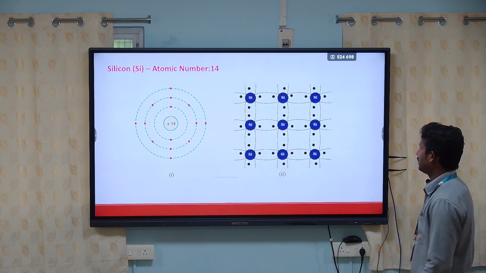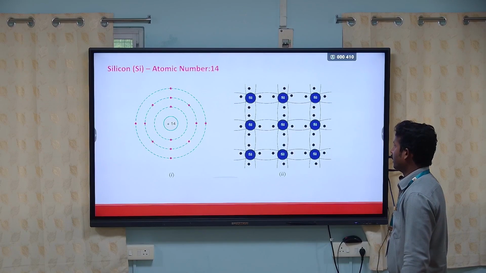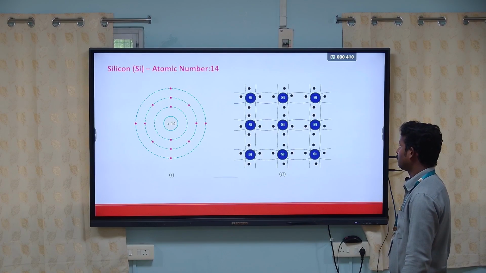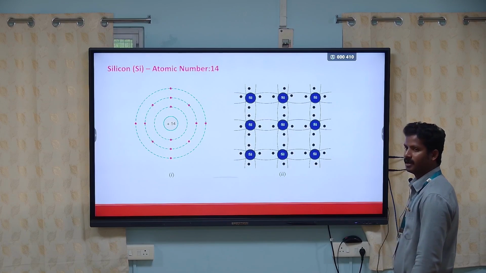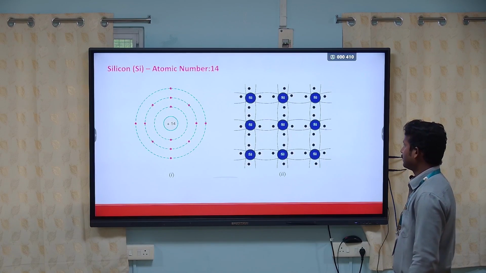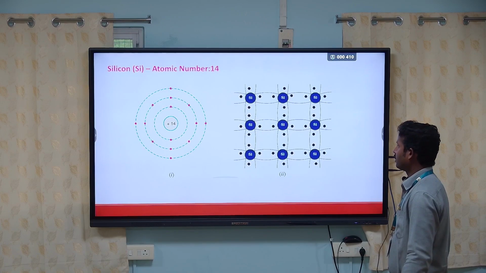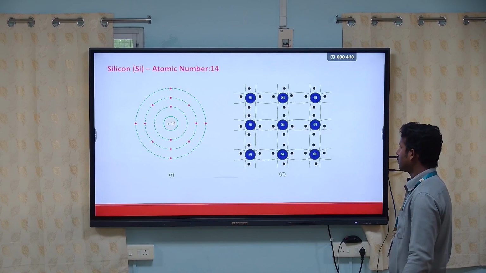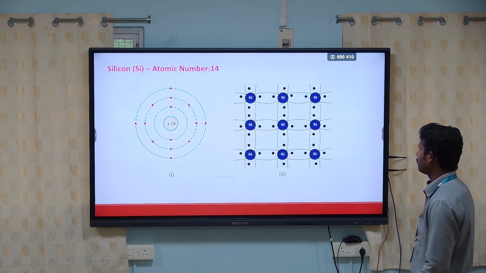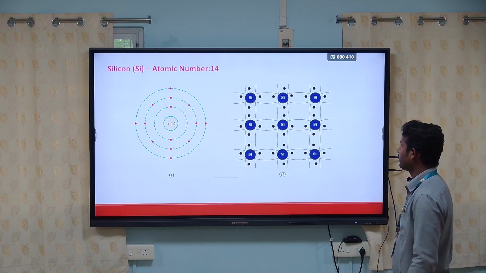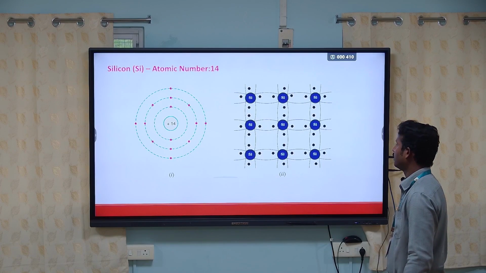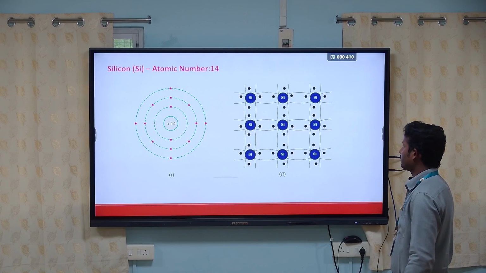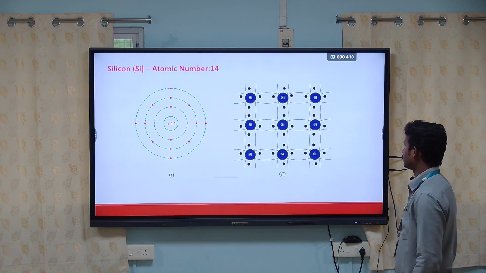The atomic number of the silicon atom is 14. So it has 14 protons and 14 electrons. The 14 protons reside in the nucleus. The 14 electrons revolve around in different orbitals. The first orbital has 2 electrons, the second orbital has 8 electrons, the third orbital has 4 electrons. The outermost orbital electrons are generally called valence electrons.